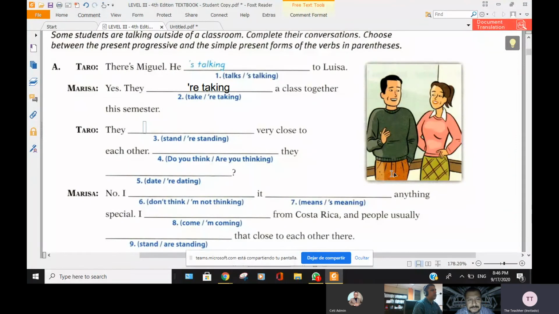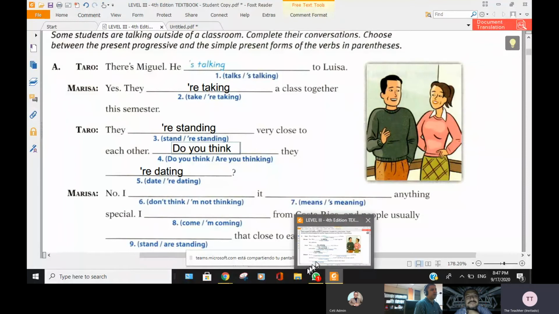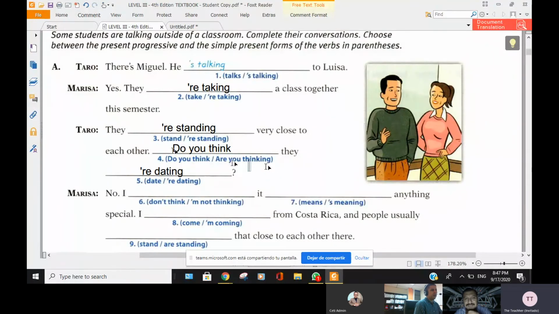Okay, Taro. They are standing very close to each other. Are you thinking they are dating? No, do you think? Because you use the simple present. Do you think? Are you thinking is progressive, but it's a non-action verb. So we're going to say in the simple present: Do you think they are dating?